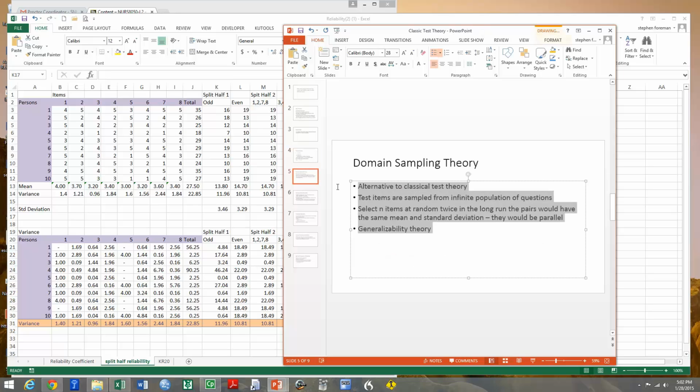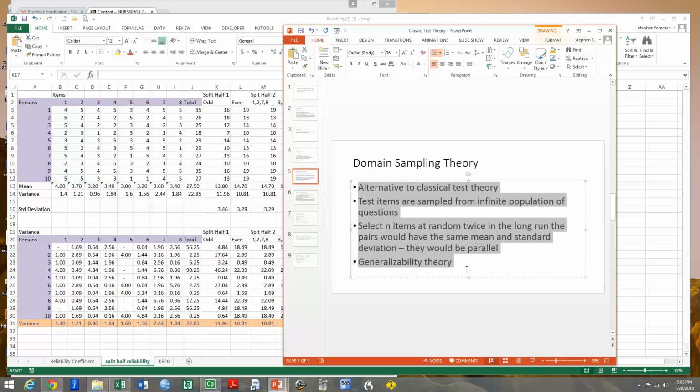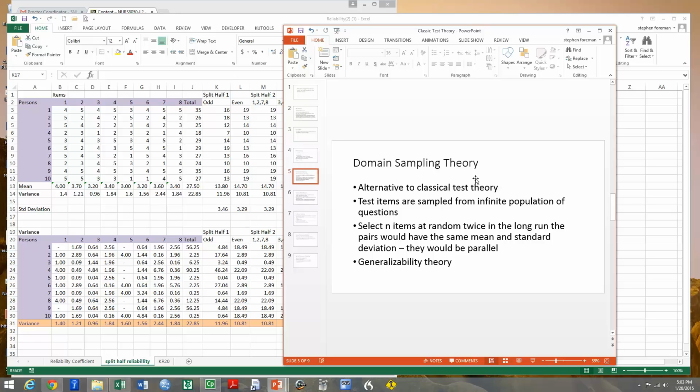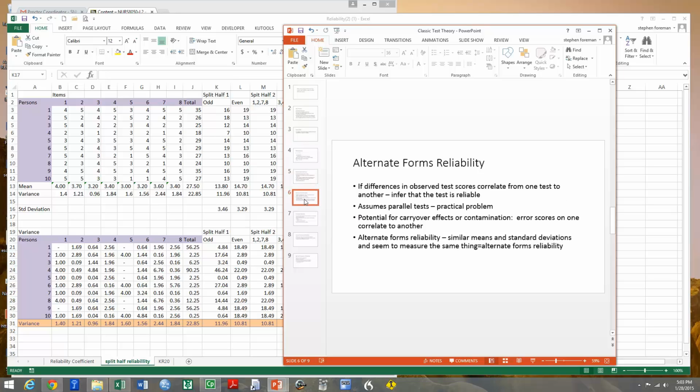In domain sampling theory, instead of doing parallel tests, we have an infinite population of test questions, and we select test items from them. Since we're selecting at random, the pairs should have the same mean and standard deviation, i.e. they should be parallel. Sometimes this is also called generalizability theory. So here we did parallel tests. Here we did sampling of test items. And again, it's the same thing. We're trying to roughly estimate reliability when we don't know true test scores.